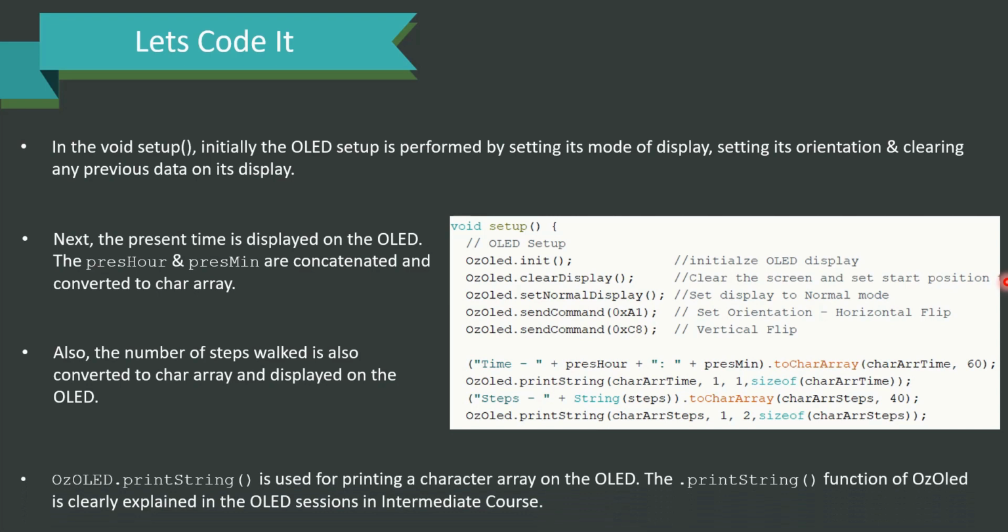OzOLED.printString is used for printing a character array on the OLED. The printString function of OzOLED is clearly explained in the OLED sessions that we have taught you in the intermediate course. We request you to go through the code, and it is self-explanatory and easy to understand as well.